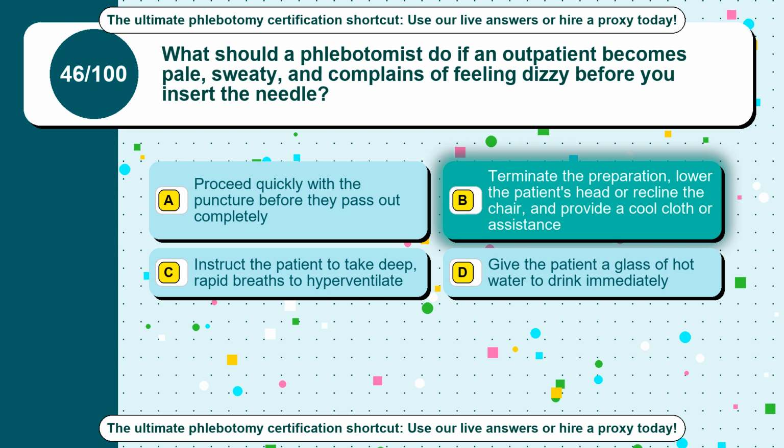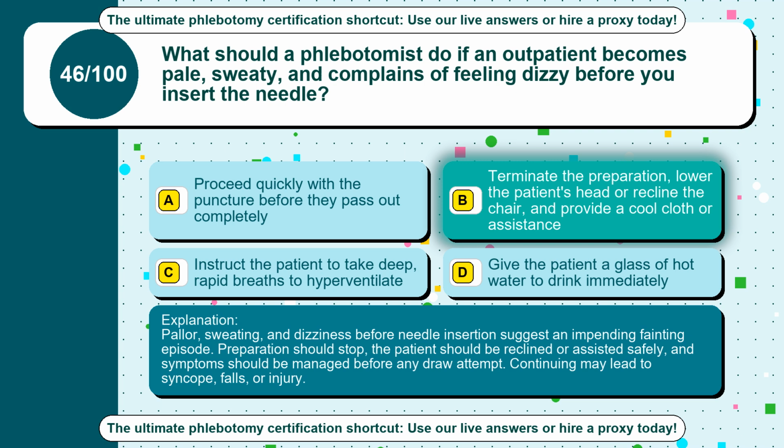Terminate the preparation, lower the patient's head or recline the chair, and provide a cool cloth or assistance. Pallor, sweating, and dizziness before needle insertion suggest an impending fainting episode. Preparation should stop, the patient should be reclined or assisted safely, and symptoms should be managed before any draw attempt. Continuing may lead to syncope, falls, or injury.